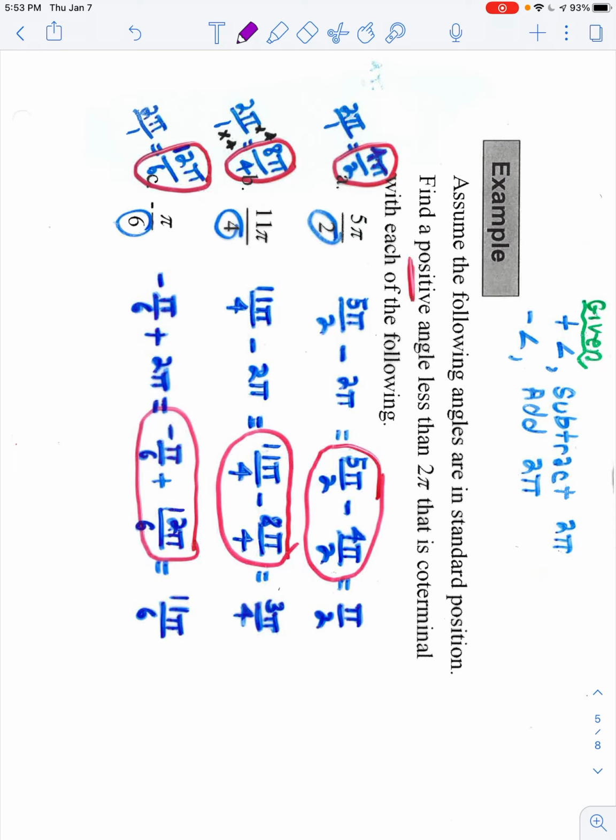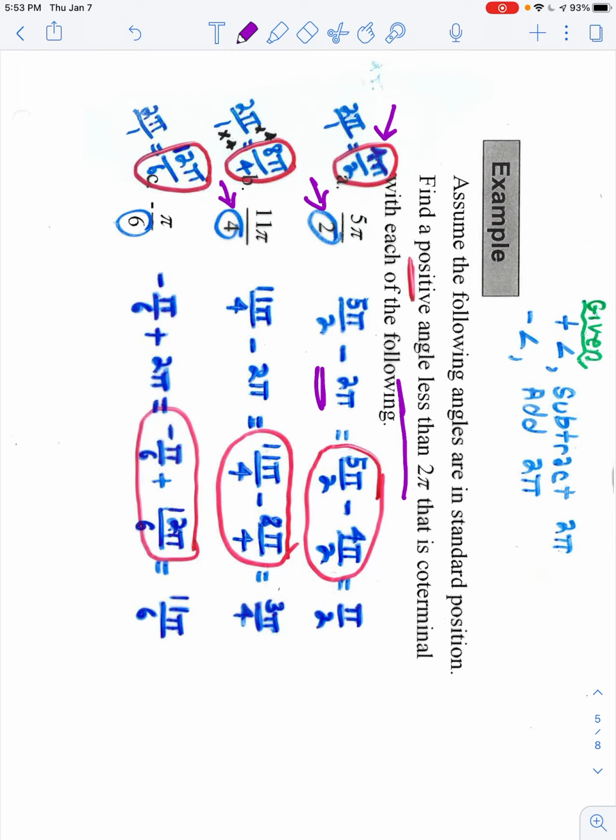Well, the first one, same directions: find a positive angle less than 2 pi that is coterminal with each of the following. So when we have 5 pi over 2, we have to focus on the fact that if the denominator's 2, then 4 pi over 2 is 1 revolution, or 2 pi. And so 5 pi over 2 is, of course, more than 4 pi over 2, so we subtract 2 pi, or 4 pi over 2, and our answer is pi over 2.